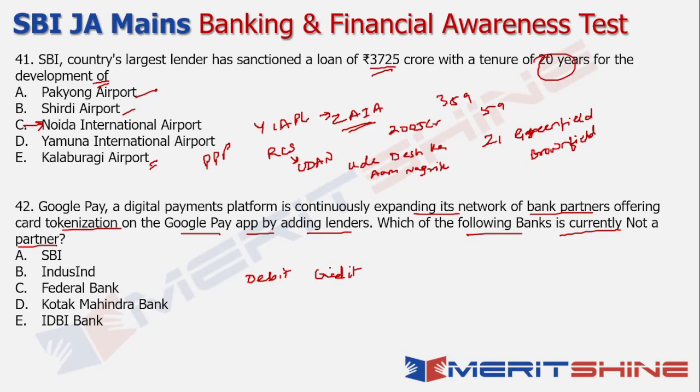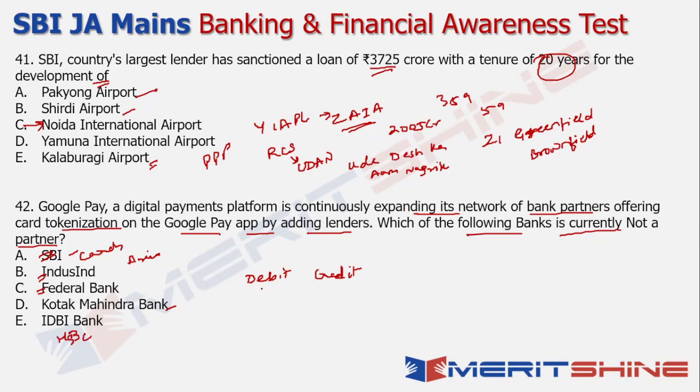So technically Google Pay had earlier rolled out tokenization with Kotak Mahindra Bank, SBI Cards, and Axis Bank as well, right? So these were the three entities that were there, and now recently it has tied up with State Bank of India, IndusInd Bank, Federal Bank, and HSBC, right?